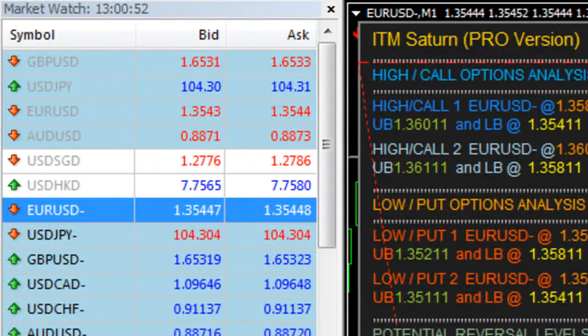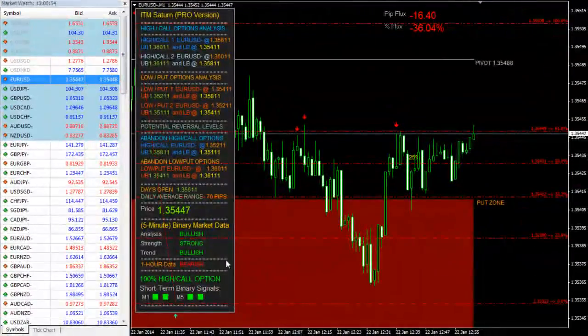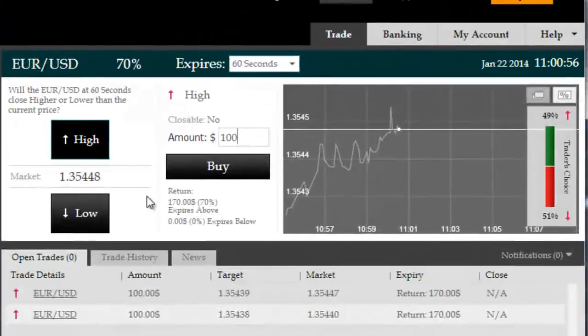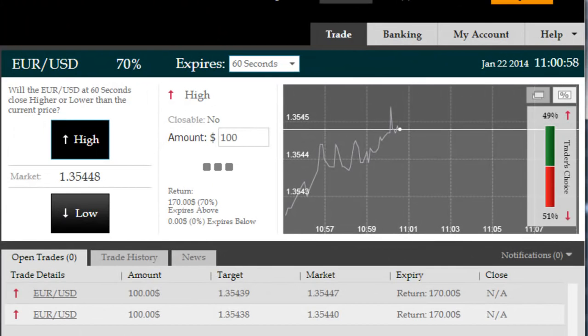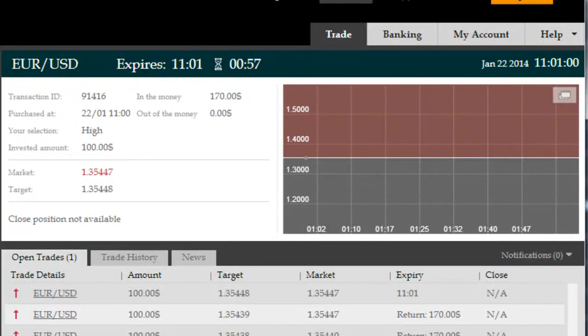Let's just keep monitoring that clock. 52, 53. We've got another 5, 6 seconds to go. Let's go ahead and place that and buy $100 investment into this Euro USD trade. Looking at 100% high call option probability.